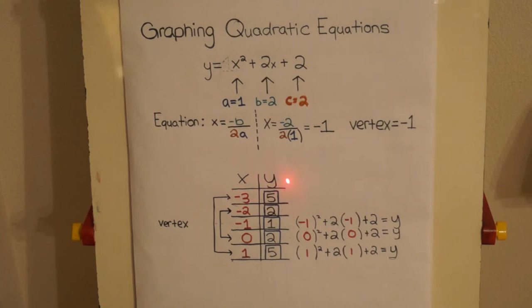Then to find the y value, since we already know the x, we will plug the x values into y equals our original equation, y equals x squared plus 2x plus 2. To multiply this out, we get negative 1 squared plus 2 times negative 1 plus 2 equals y. Our y value will turn out to be 1.